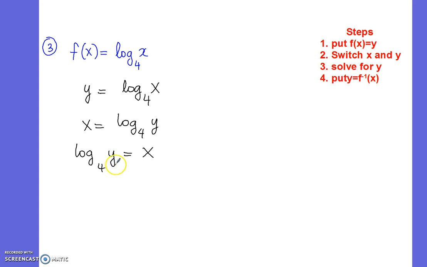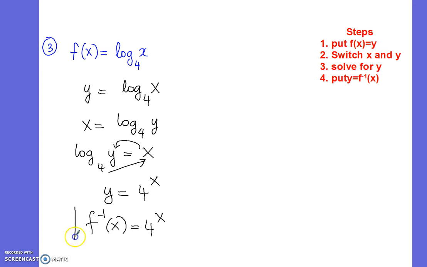We do it by changing this log to exponential form. We know 4 to the power of x must give us y. So we're going to write y is equal to 4 to the power of x. So we just solved for y. When it's a log function, this is how we solve for y. Now last step, put f inverse of x as y. So instead of y, you put f inverse of x is equal to 4 to the power of x. That's it. That's your answer.